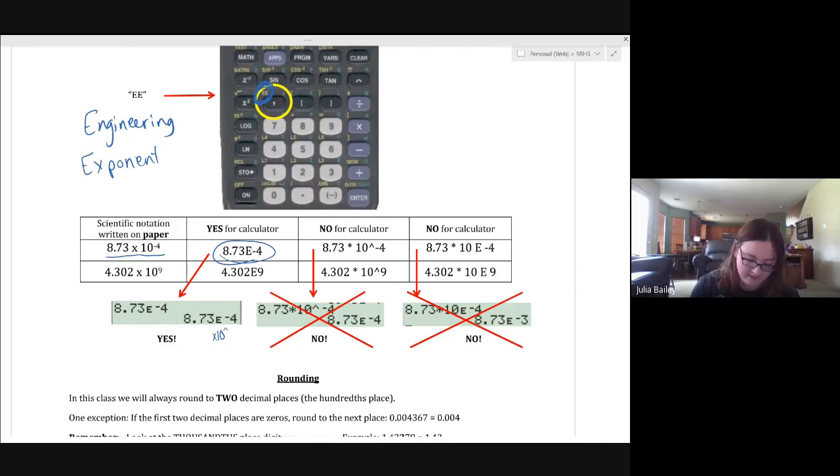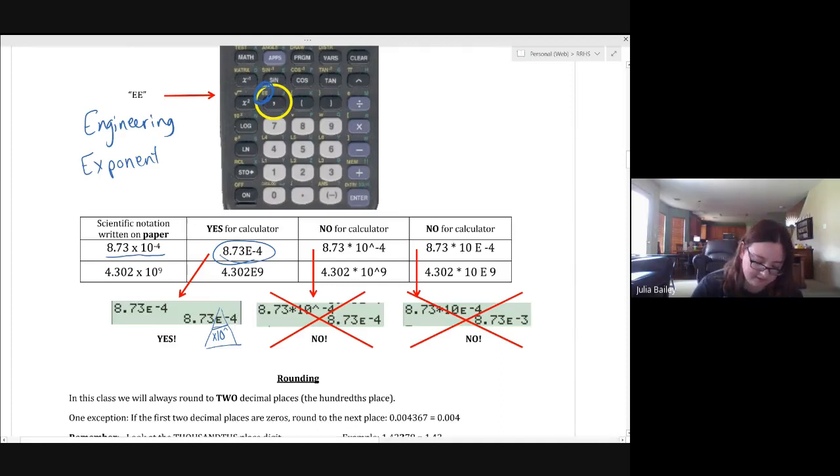So you don't need to type times or 10 or that little caret button if you're using the E instead. Those mean the same thing as each other. And your calculator will actually always return scientific notation looking like this with the E, so you have to know how to read it anyway.